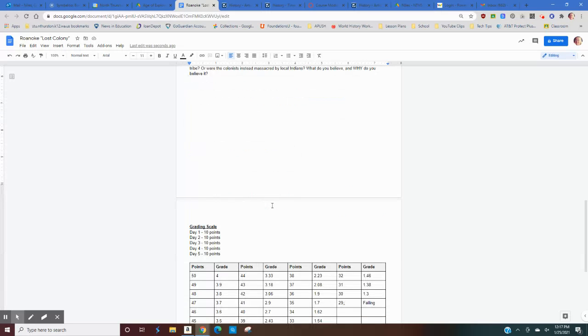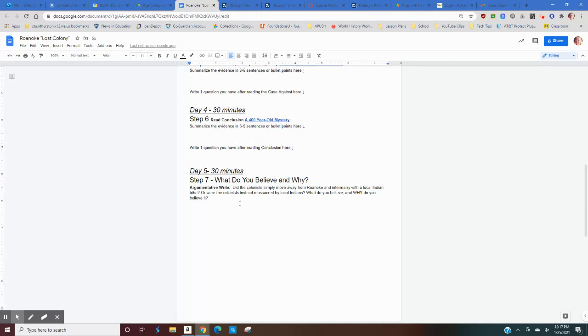The last day, you're going to answer the argumentative writing prompt. Did the colonists simply move away from Roanoke and intermarry with a local Indian tribe, or were the colonists instead massacred by local Indians? What do you believe and why do you believe it? It's very important that you explain yourself.